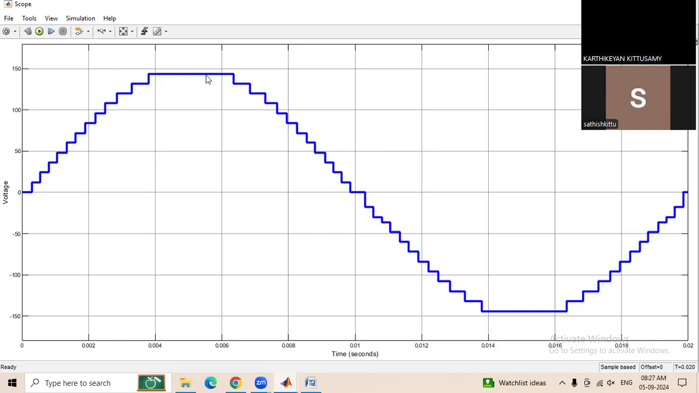Here the levels are 1, 2, 3, 4, 5, 6, 7, 8, 9, 10, 11, 12. For the positive cycle 12, for 0, 1, and for the negative cycle 1, 2, 3, 4, 5, 6, 7, 8, 9, 10, 11, 12. So totally 25 levels we are getting.